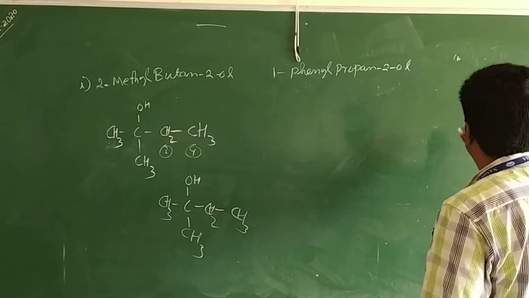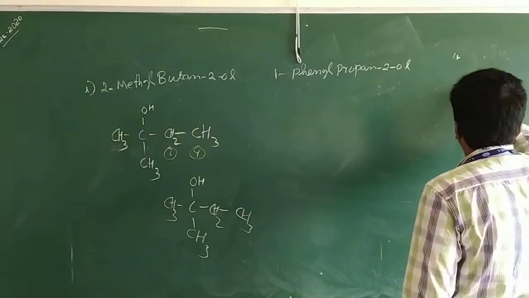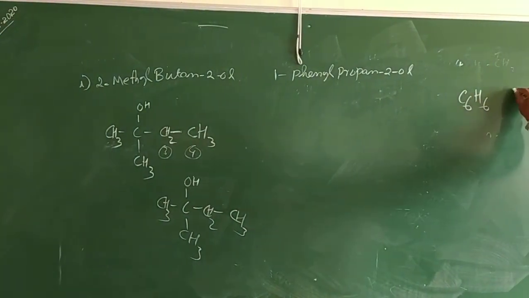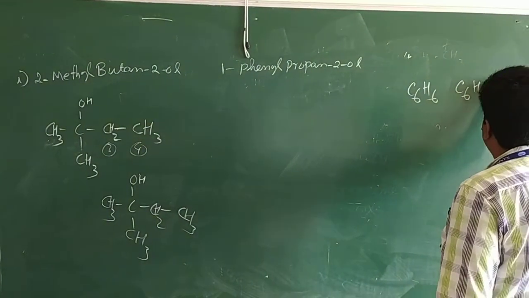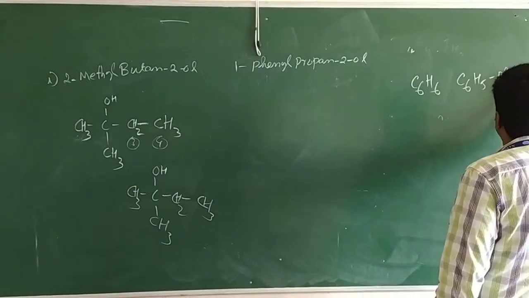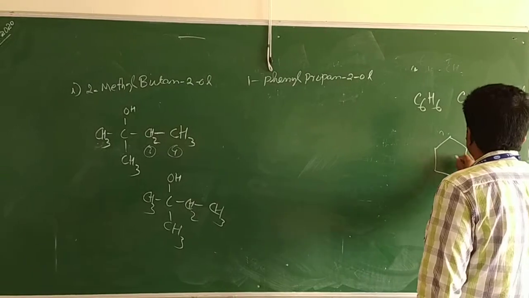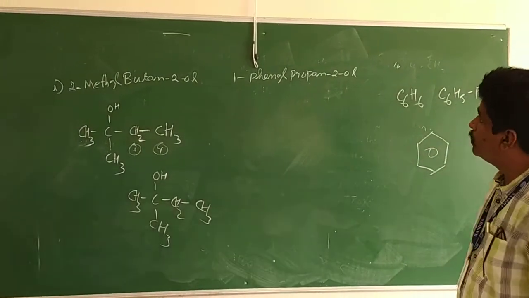Now the compound 1-phenyl propan 2-ol. Phenyl group comes from C6H6, that is benzene. If you remove one hydrogen, C6H5, that is the phenyl group. C6H5 is phenyl, and this is benzene, from which one hydrogen is removed.